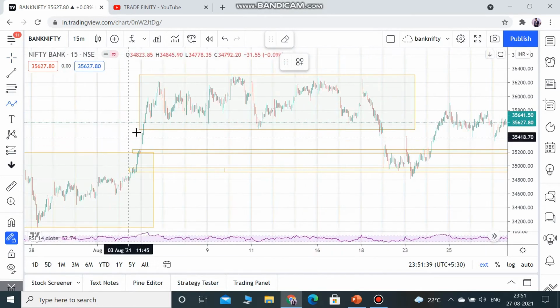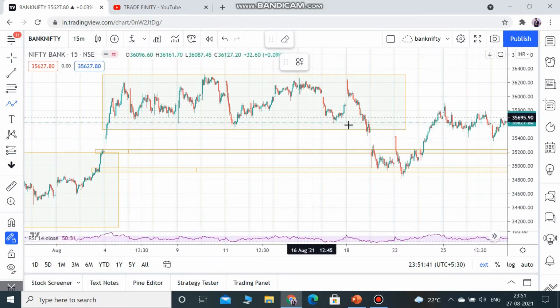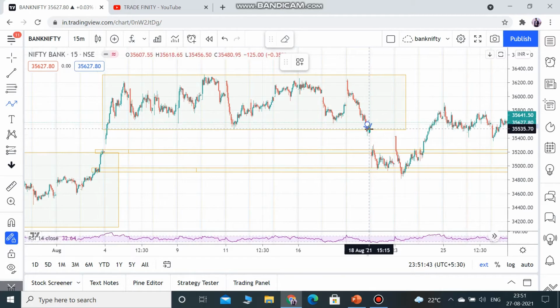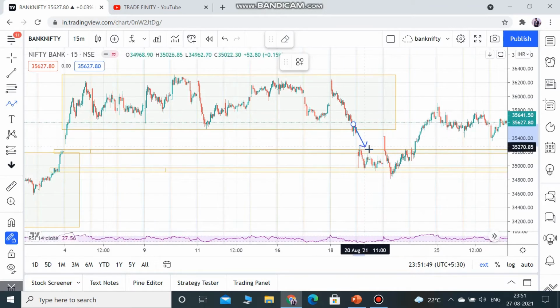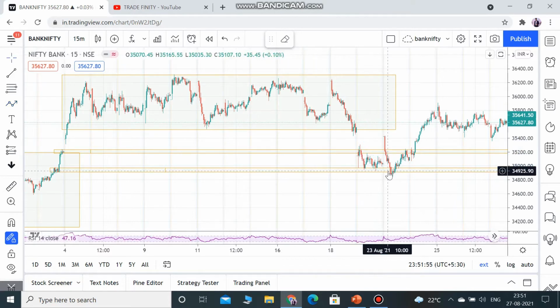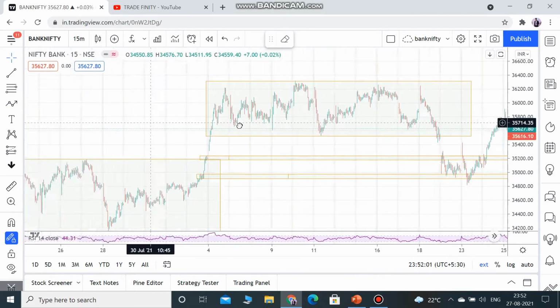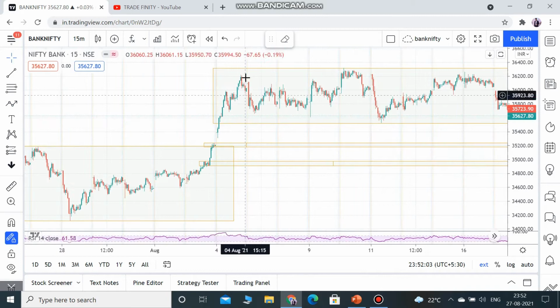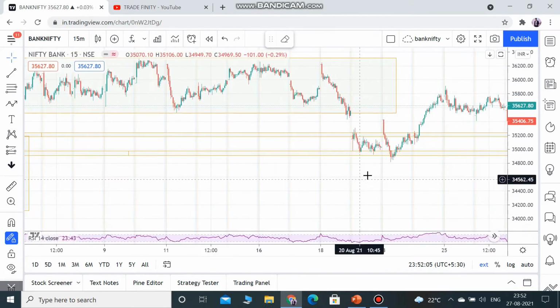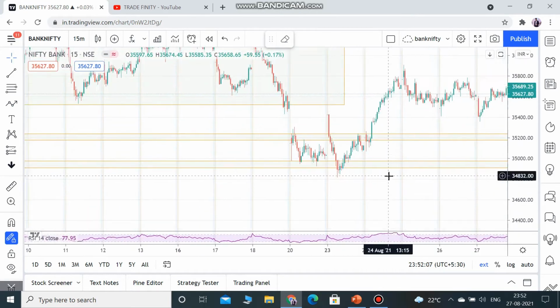So what you have to do is, just once when you see that this box is broken here, what is the next possible support you can expect? This one or this one? Simple. Book your profits here, or if you're an aggressive trader, book it till here, and then you know what to do next. If this has given such a big bullish candle right here, such a big bullish move here, why can't you expect the same?